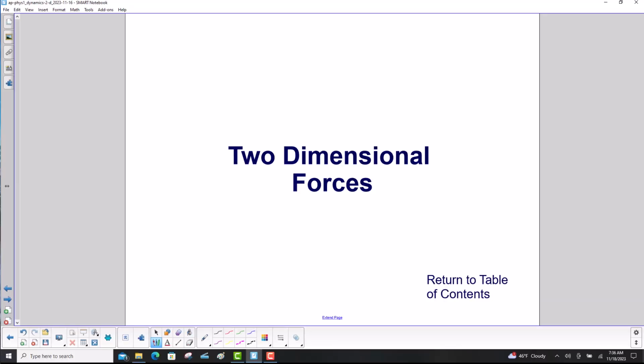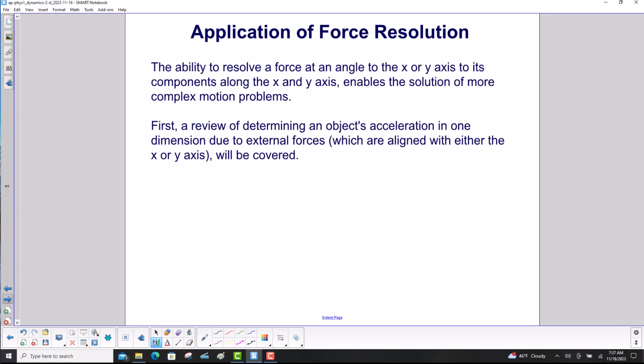Two-dimensional forces. The ability to resolve a force at an angle to the x or y axis to its components along the x and y axis enables the solution of more complex motion problems. First, a review of determining an object's acceleration in one dimension due to external forces, which are aligned with either the x or y axis, will be covered.